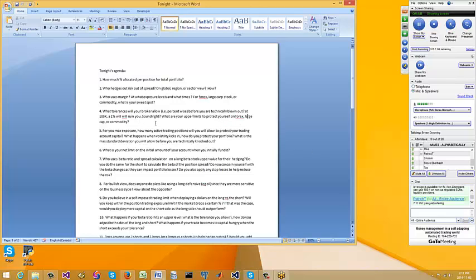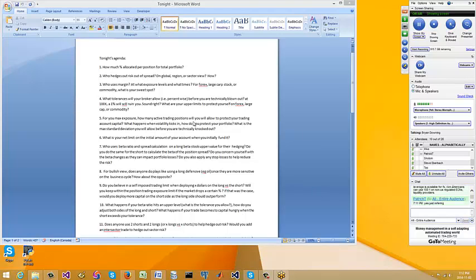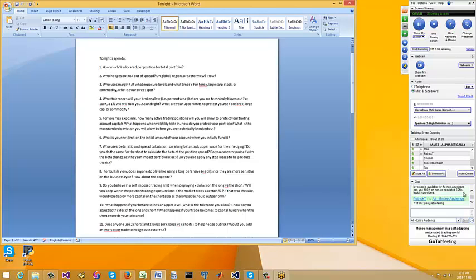Now, anybody who's trading large cap or commodity is looking for your limits. Anybody? Guess not. Max exposure. How many active trading positions will you allow to protect your account capital? So whoever's an active trader, how many positions are you willing to put out there to protect your trading account? Anybody have an upper limit on how much they're willing to risk?